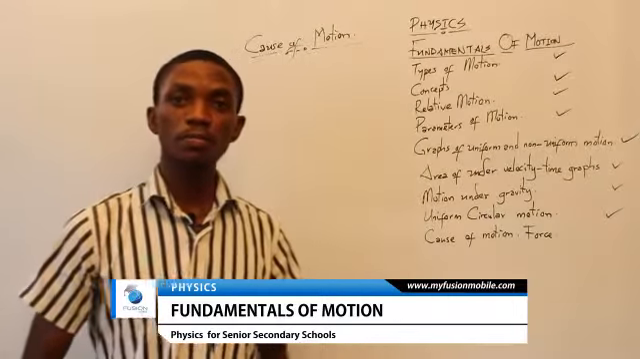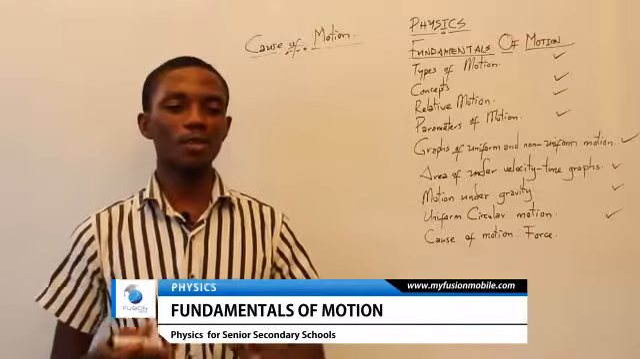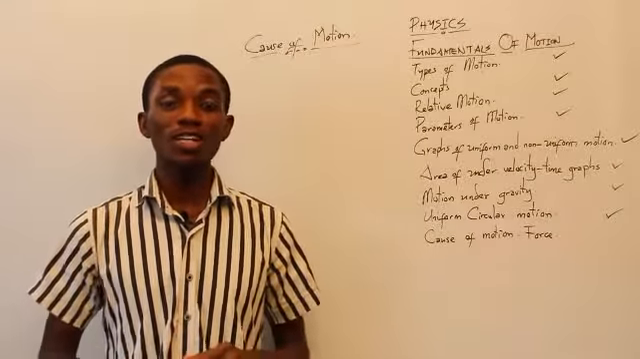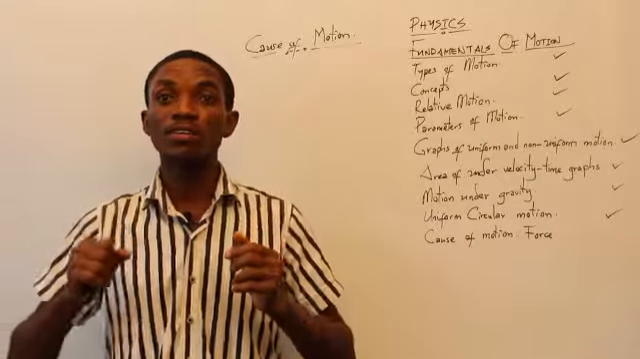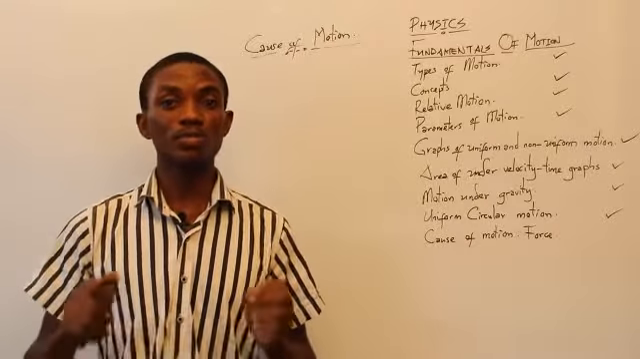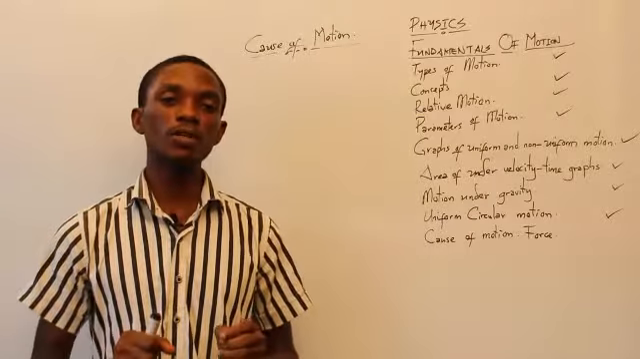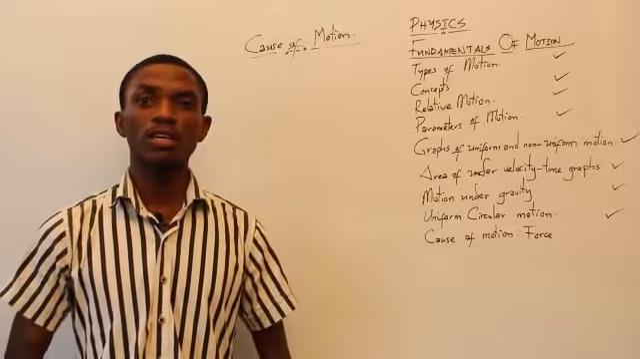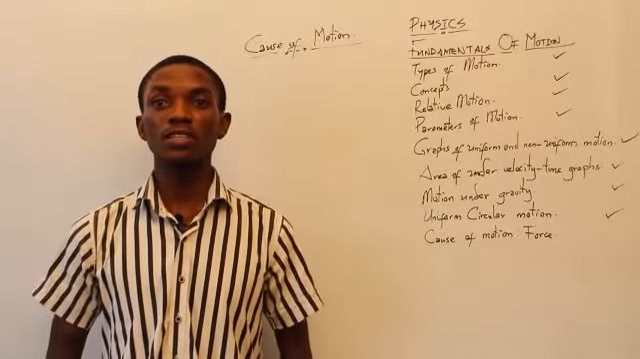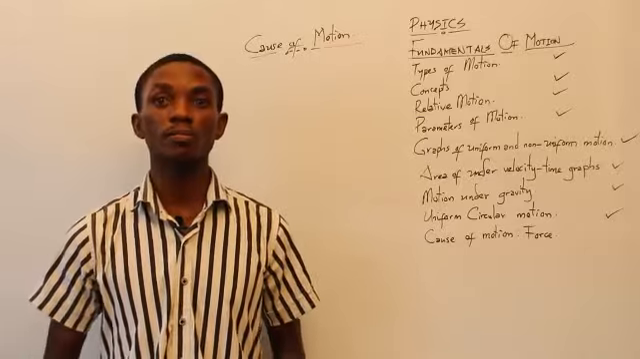Cause of motion. Well, Sir Isaac Newton came up with a very interesting law. He said that a body will remain in its constant state of motion or in a state of rest, unless an external body acts on it. So, naturally, a moving body should keep moving and a non-moving body should remain stationary.